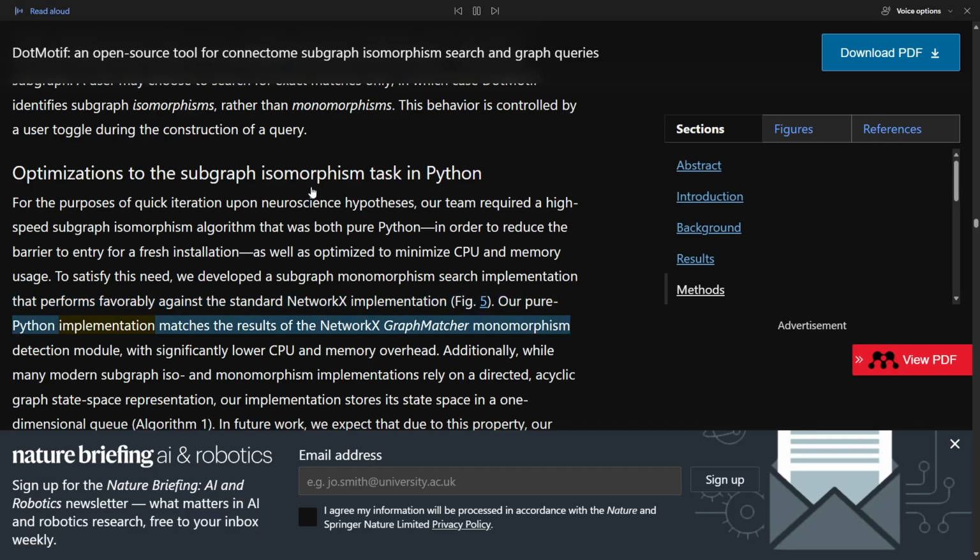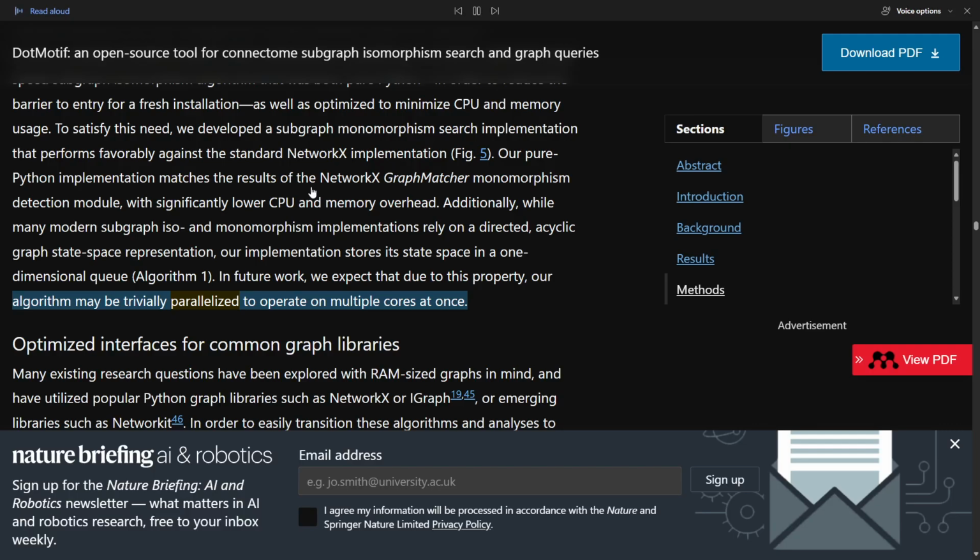Our pure Python implementation matches the results of the NetworkX GraphMatcher monomorphism detection module with significantly lower CPU and memory overhead. Additionally, while many modern subgraph isomorphism and monomorphism implementations rely on a directed acyclic graph state space representation, our implementation stores its state space in a one-dimensional queue, Algorithm 1. In future work, we expect that due to this property, our algorithm may be trivially parallelized to operate on multiple cores at once.